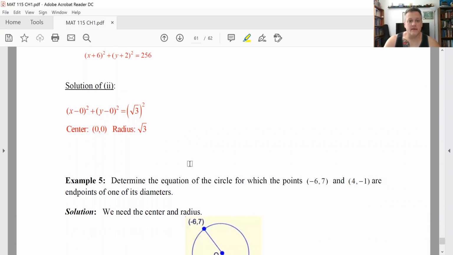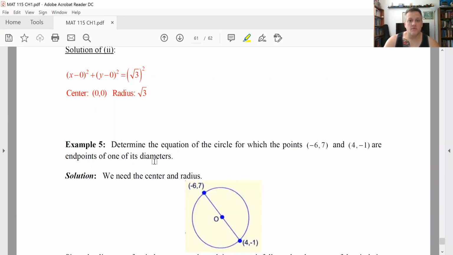Okay, finally, let's look at this. Suppose I want to find the equation of a circle that has the points -6, 7, and 4, -1 as endpoints of the diameter. Okay, so if I want to do that, right, I know that a diameter has to pass through the center of a circle. That's by definition from high school geometry. And so that actually tells you a lot.